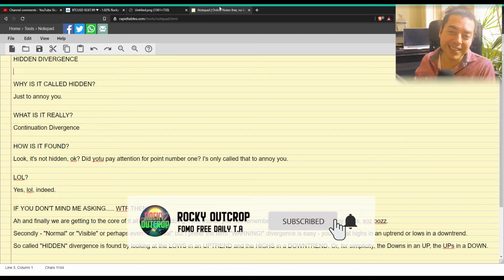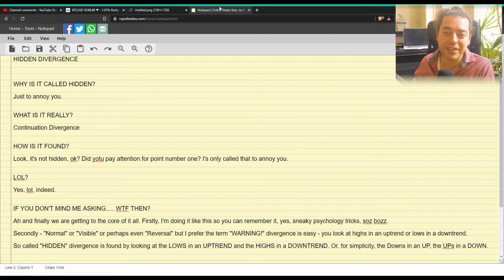So what is it really? This is the next chapter. What is hidden divergence really? Well, hidden divergence is continuation divergence. And maybe part of the confusion about the name comes down to that. Regular divergence is like a warning and says that there could be a reversal. And hidden divergence works the other way around. It actually shows there could be continuation.